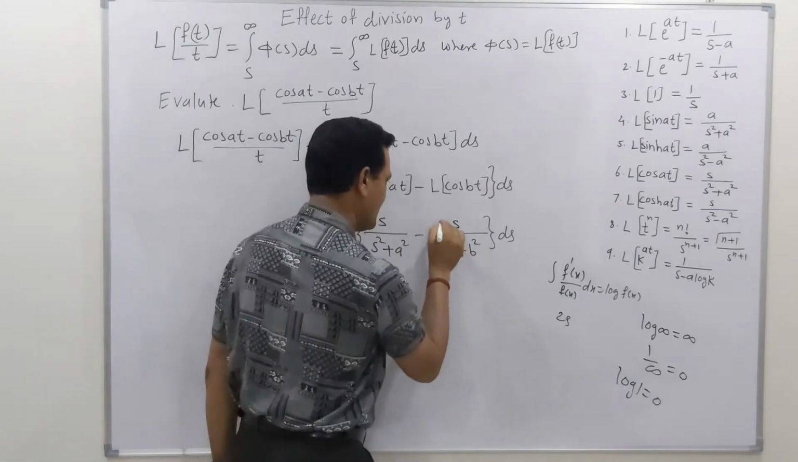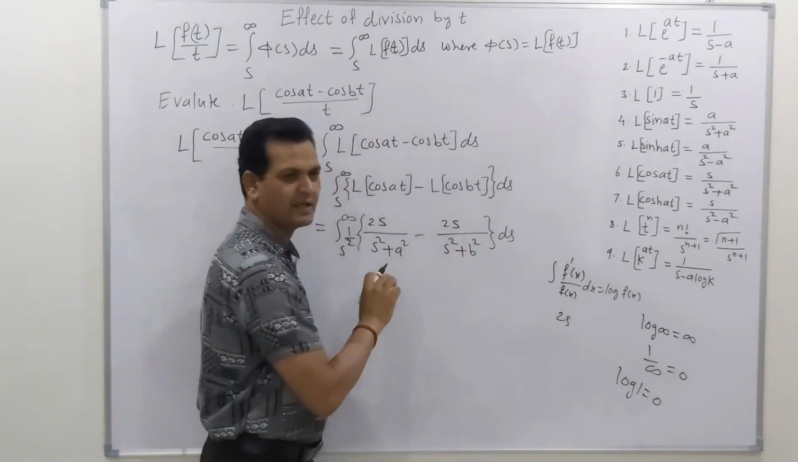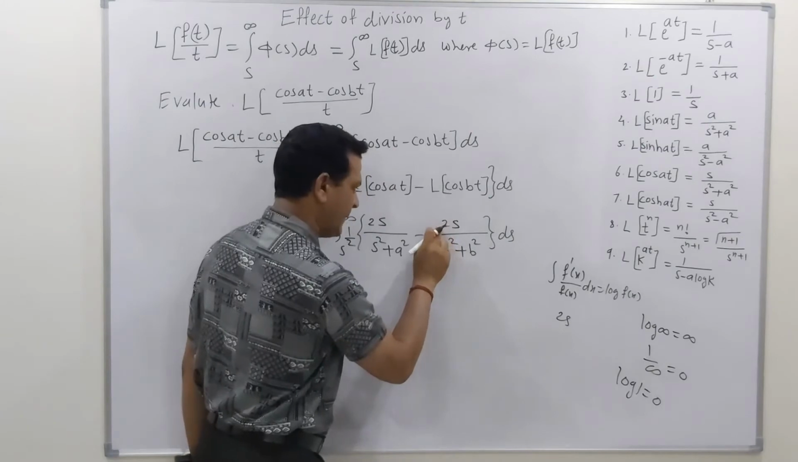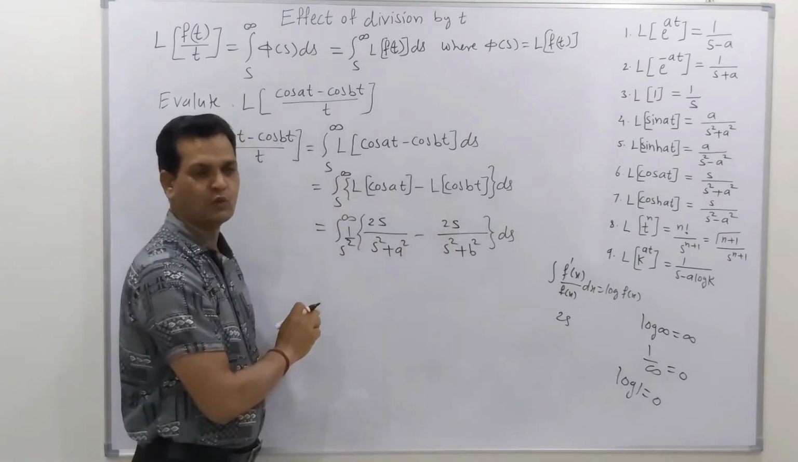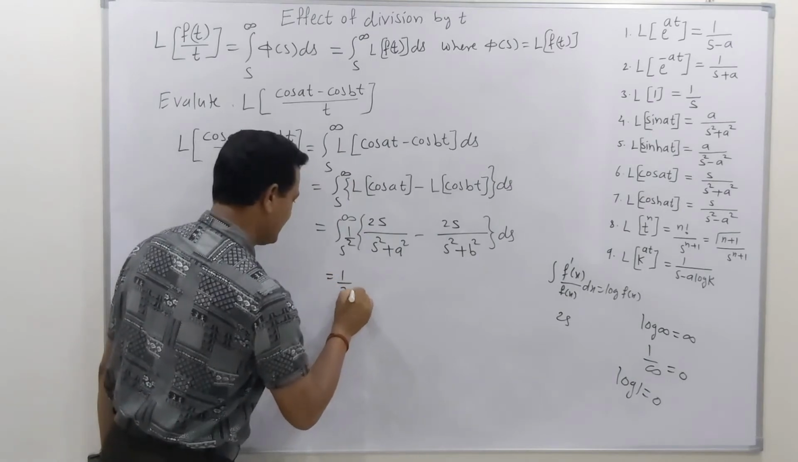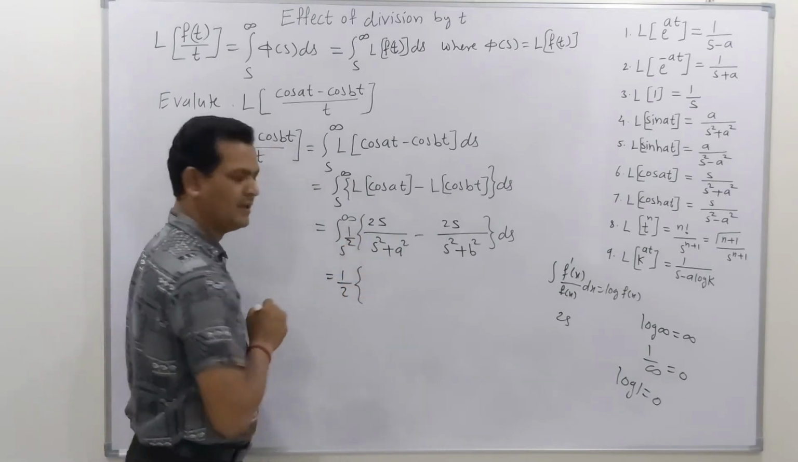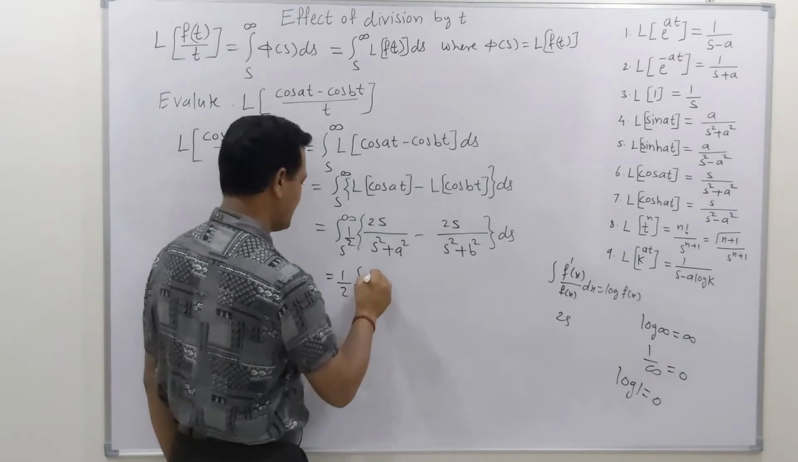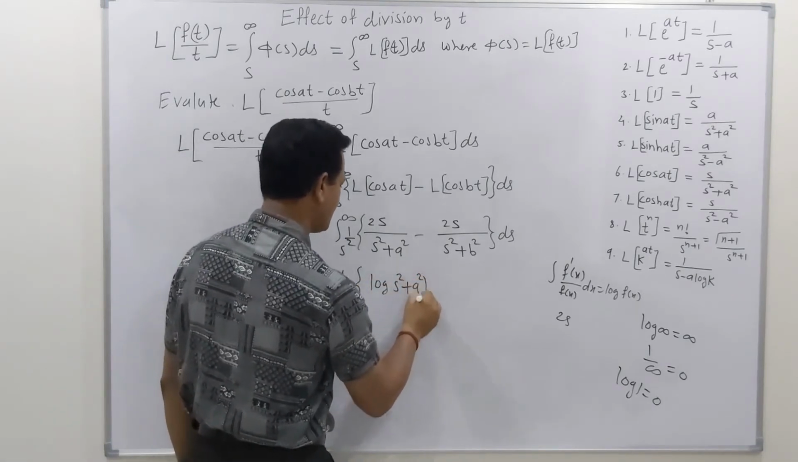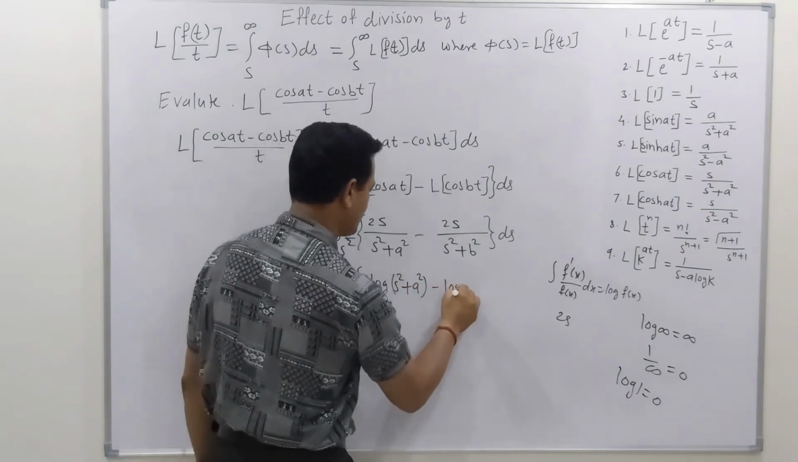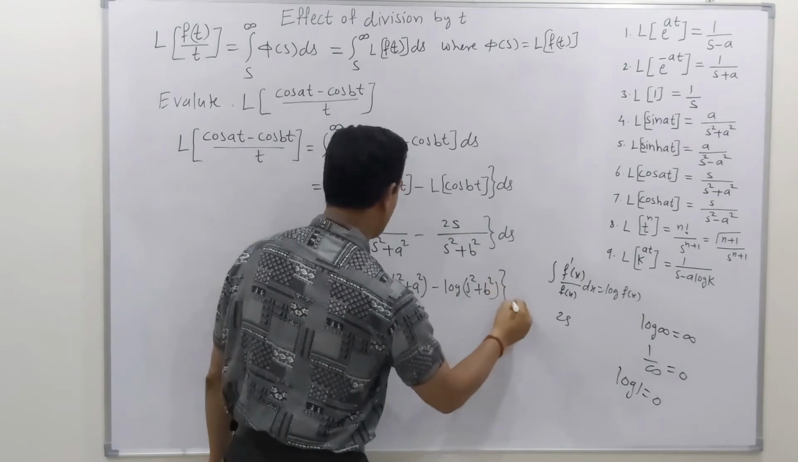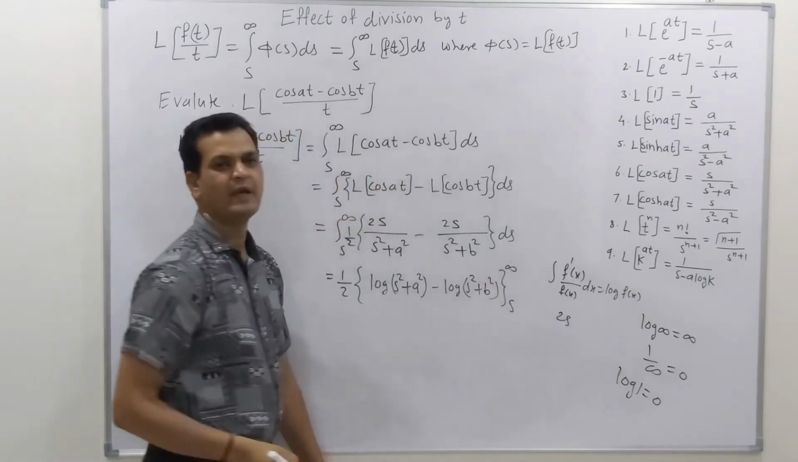Similarly here, the numerator is s, the denominator is s square plus b square, and the derivative of the denominator is 2s, so we can multiply and divide by 2 so that we can apply this formula. After this step, 1 upon 2 is a common constant, then this is log of s square plus a square minus log of s square plus b square, with limit s to infinity.